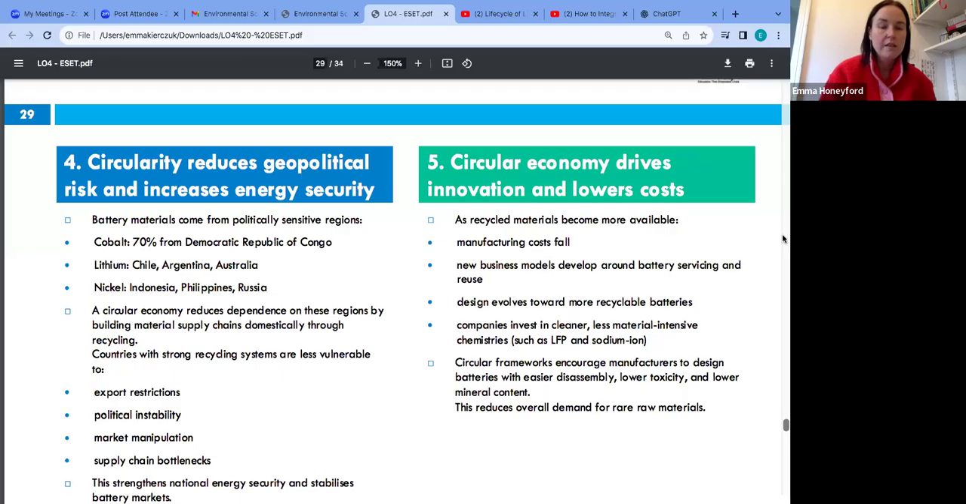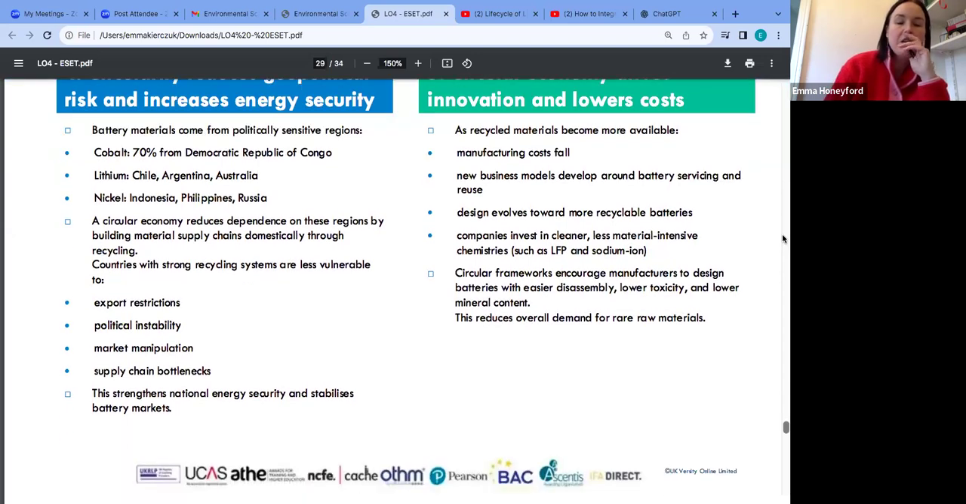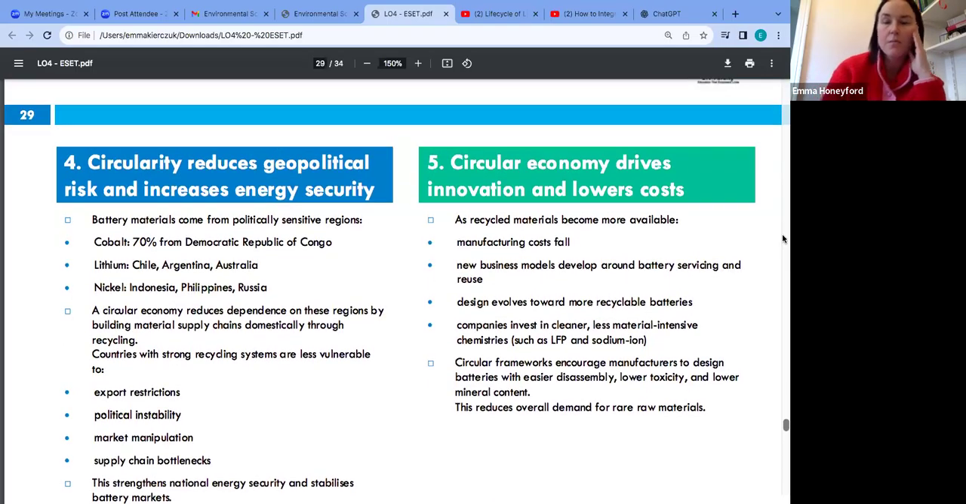Countries with strong recycling systems are less vulnerable to export restrictions, political instability, market manipulation, and supply chain bottlenecks. This strengthens national energy security and stabilises battery markets. So circular economy drives innovation and lowers costs. As recycled materials become available, manufacturing costs fall, and new business models develop around battery servicing and reuse. Design evolves towards more recyclable batteries.